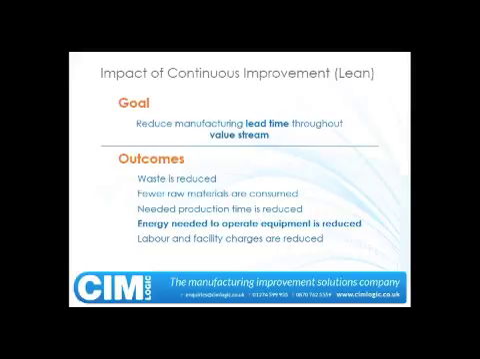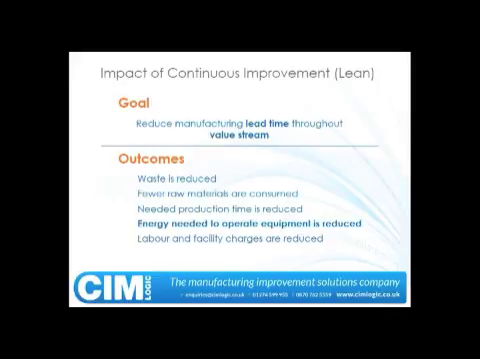What's the impact of continuous improvement and lean? Well, the initial idea is that you want to do more with less, or more with the same. You want to reduce the manufacturing lead time throughout the value stream, and that will give you a number of added value benefits. So we should be able to reduce waste, we should be able to reduce the amount of raw materials that we're consuming, we should be able to produce the same amount of goods in less time with potentially less resources and labour.